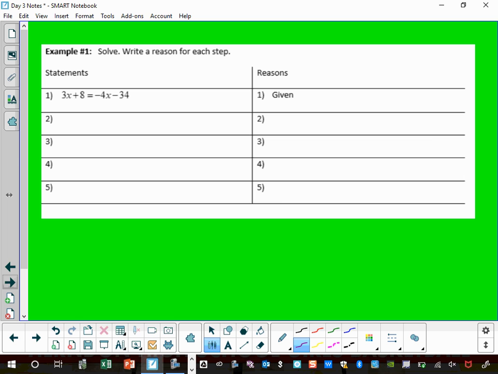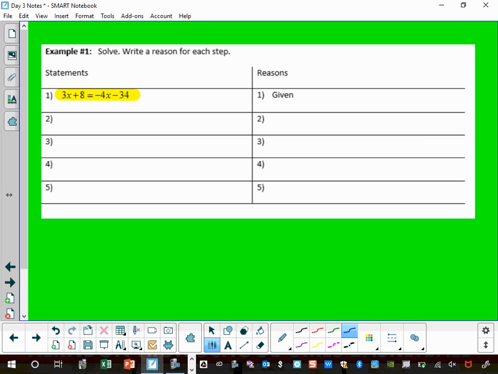Example 1 gives us an equation. We have 3x plus 8 is equal to negative 4x minus 34. What we have to do is we're going to try to get to x, and we're going to give a reason why we have each step. So how should we solve this? We can solve it 4 different ways, but I'm going to do whatever you guys want.